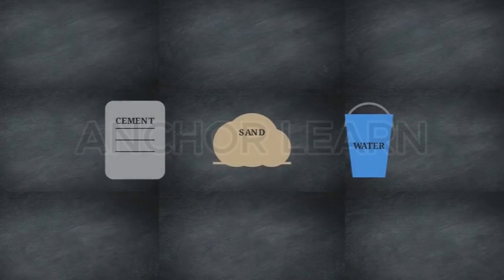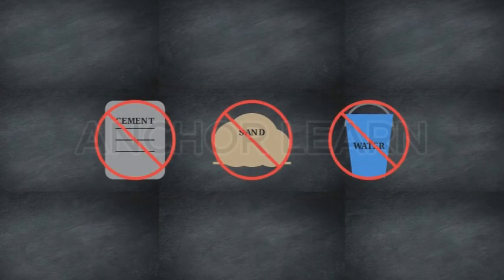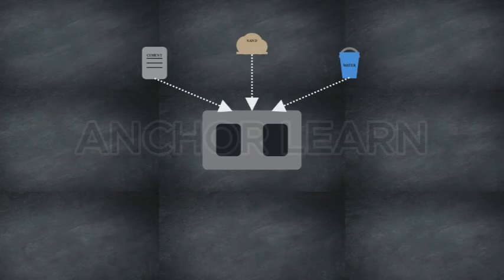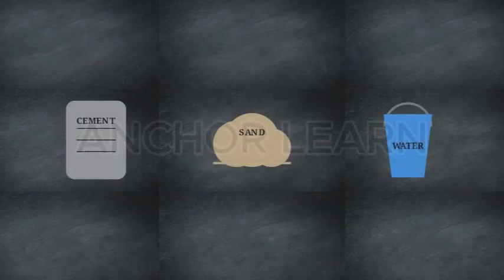Cement, sand, and water are the base ingredients. You cannot break them down into simpler construction components. When you combine and mold them, you create a concrete block. The block is a derived object. It only exists because the fundamental materials were mixed in a specific way.